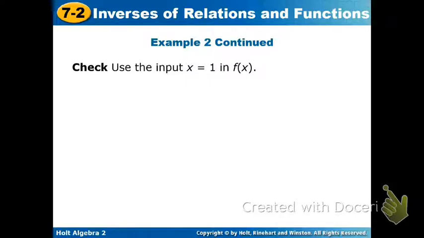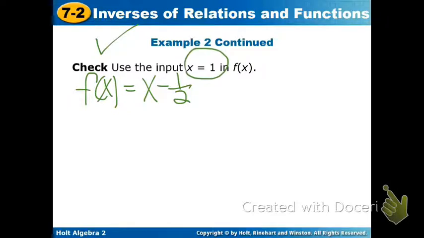All right, so here's how we're going to check it. Remember I said that inverses undo each other. So we're going to kind of see this process when we do our check. All right, our original function was f of x equals, was it x plus or minus? X minus. So that was our original. In place of the x, I'm going to input a 1.